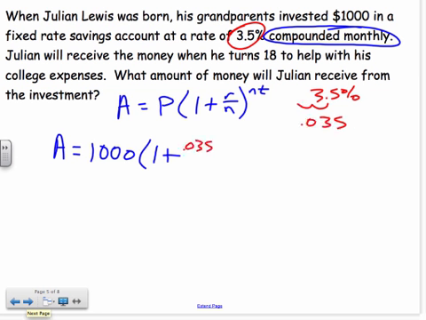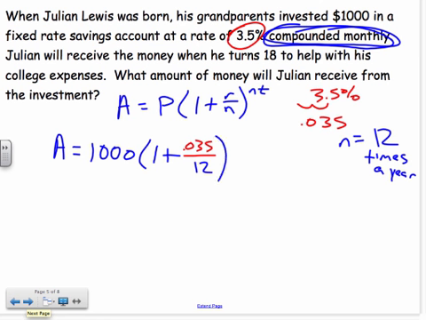So 0.035 over, okay, compounded monthly now. Compounded monthly. That tells me that it gets compounded 12 times a year. So that's what my n is going to equal. So I'm going to put 0.035 over 12 to the 12 times, well, what's the time? He's 18, and it's when he was born, so 18 years. So 12 times 18. So T would be 18. Okay, so you've got to take into account the compounded monthly.